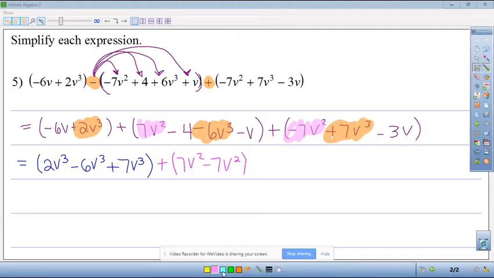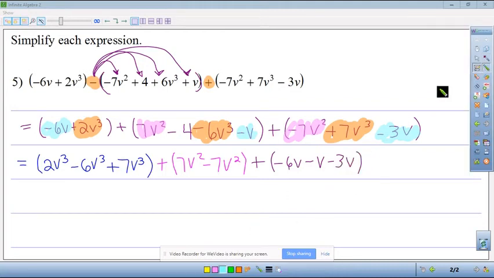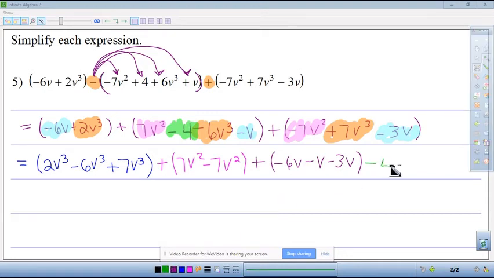All right, next, I have negative 6v, negative v, negative 3v. So I have 3 of them to combine. Negative 6v minus v minus 3v. And then last, I have this negative 4 hanging out. So negative 4 is just going to go on the end by itself. So notice I went from biggest exponent all the way down to no exponent. So now I'm going to combine my like terms.